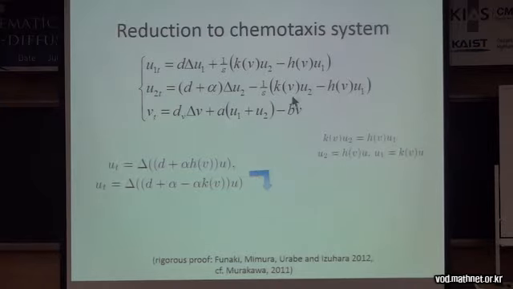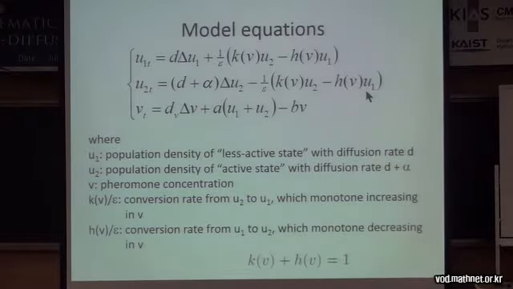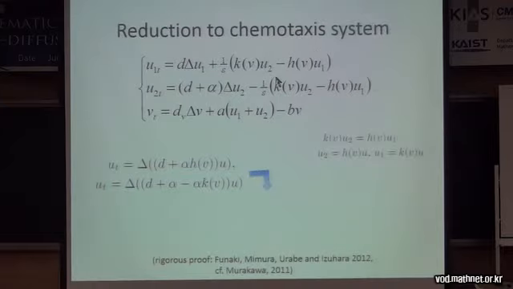Looking at these equations, we just use the difference of random movement, but this equation is really reduced to some chemotaxis or cross-diffusion system, at least formally, like this. I will just explain here.